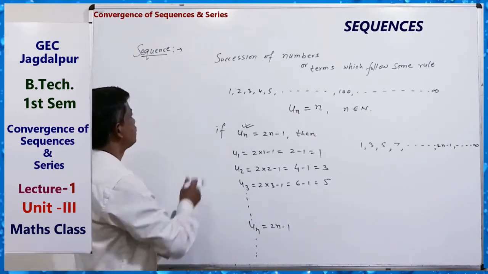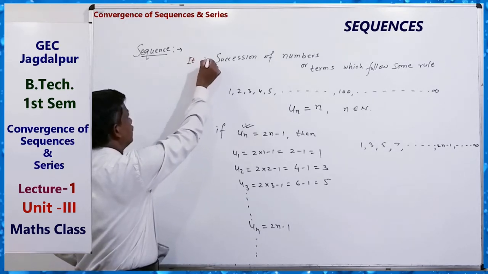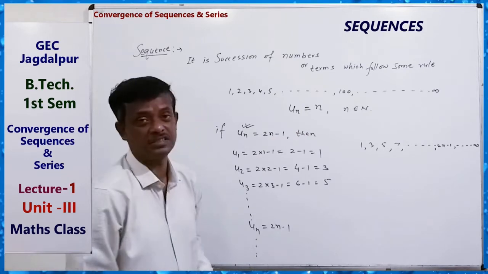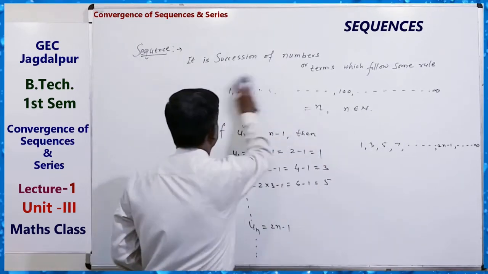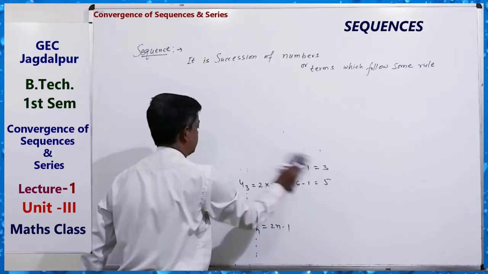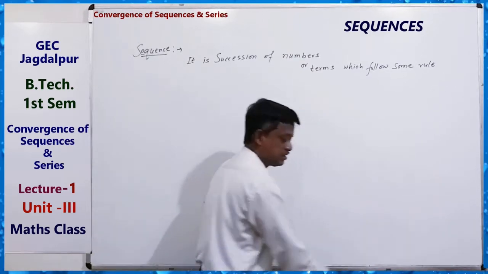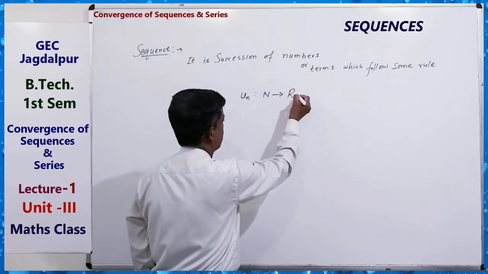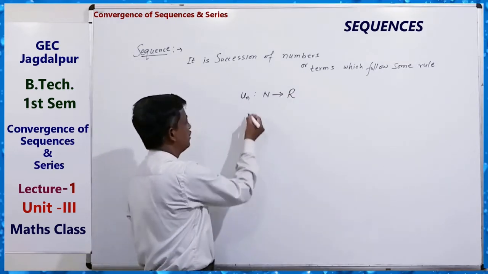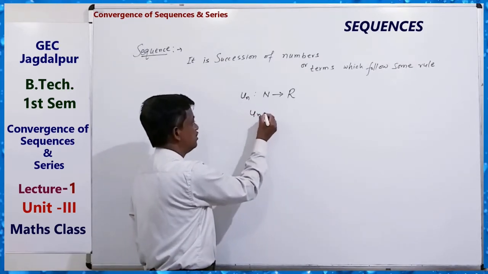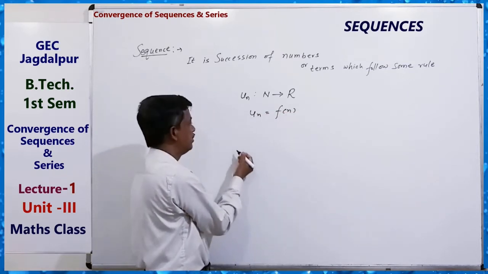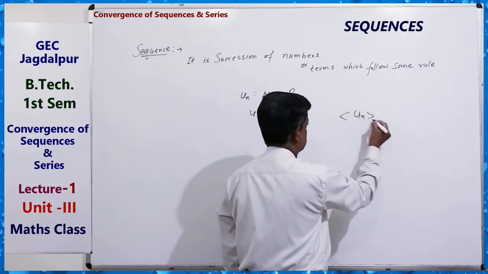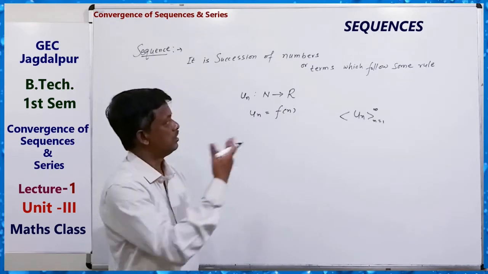So a sequence is a succession of numbers or terms which follow some rule. So we can say a sequence is a function of natural number n, a real valued function. In other words, a sequence is a function from the set of natural numbers to real values. That is, un is equal to a function of n. And a sequence is denoted just like this: if you know the nth term in terms of n, we can write n equals 1 to infinity.